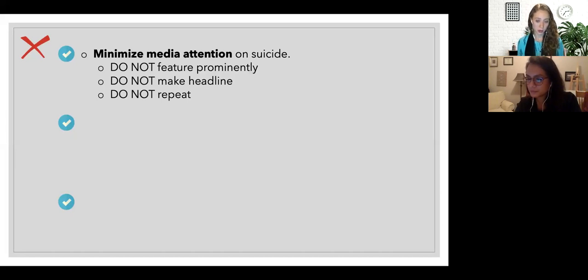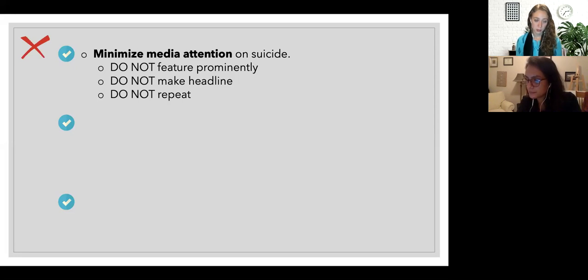So minimizing their prominence can be done by placing a story on the inside pages of a newspaper or further down the order of broadcast reports. Try to limit promotion of public memorials, including online pages if possible, as those could reinforce suicide as a desired outcome for people who are at risk. It's also preferable to avoid using the word suicide in a headline and in key search terms. Those can attract vulnerable people to the story. And again, try not to repeat stories on suicides or publish them on multiple outlets.